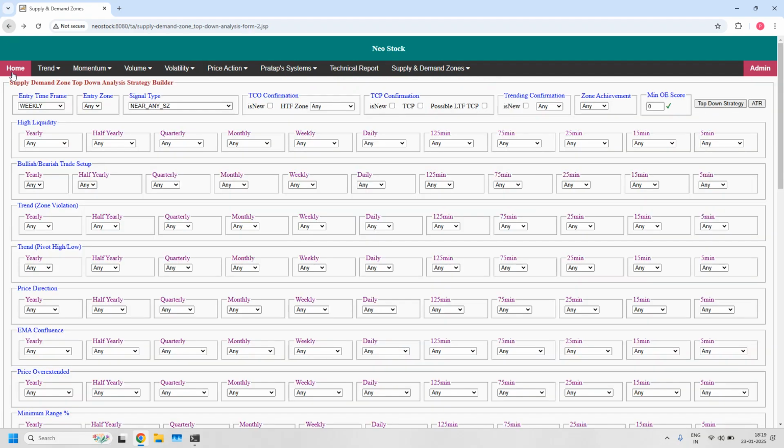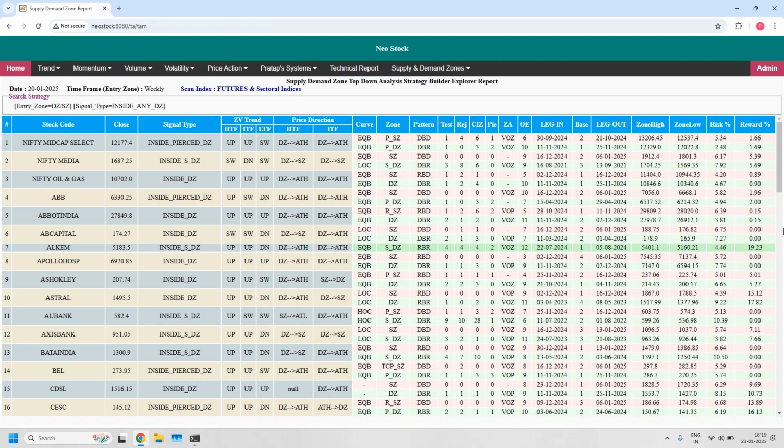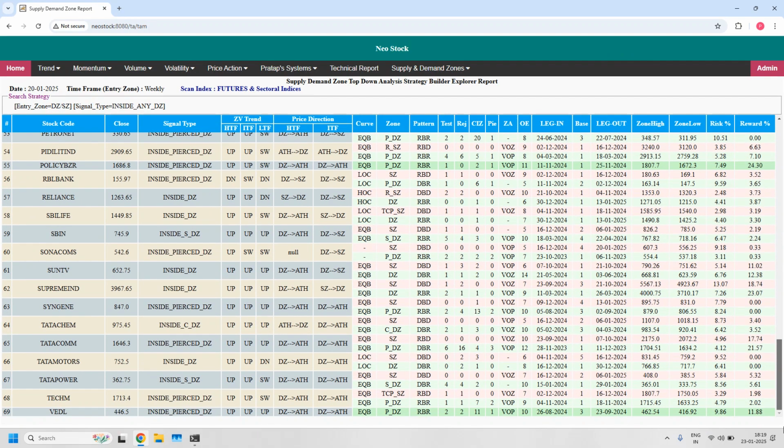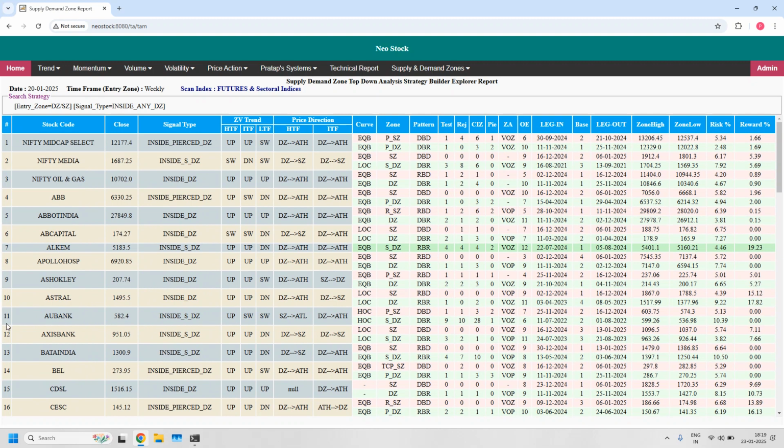Next, weekly time frame. Price closed inside the weekly demand zone. We got 69 stocks. So first 16 stocks in the list. I am scrolling the list down.